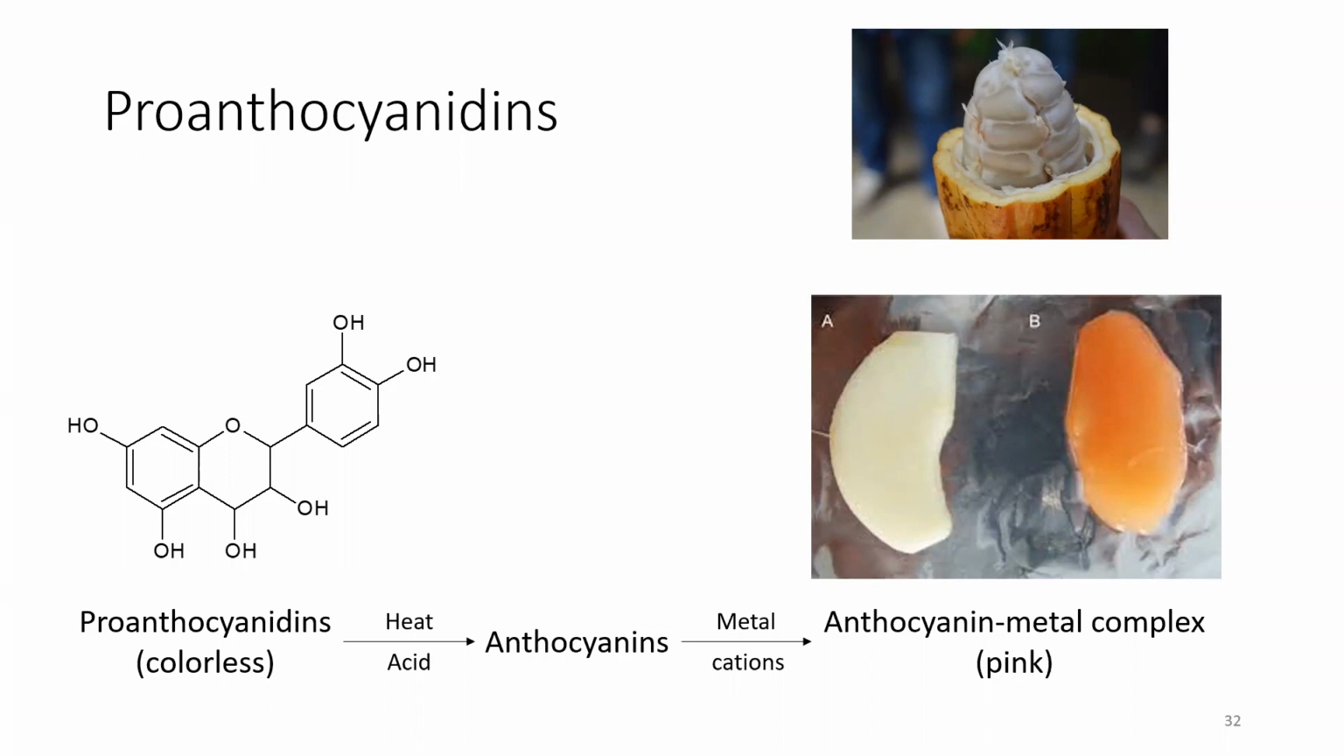The top picture there is a cocoa pod with the cocoa beans inside. So they have a lot of proanthocyanidins too. These compounds, proanthocyanidins, are very astringent. Anyone know what astringent means? Yeah, so that's really good.